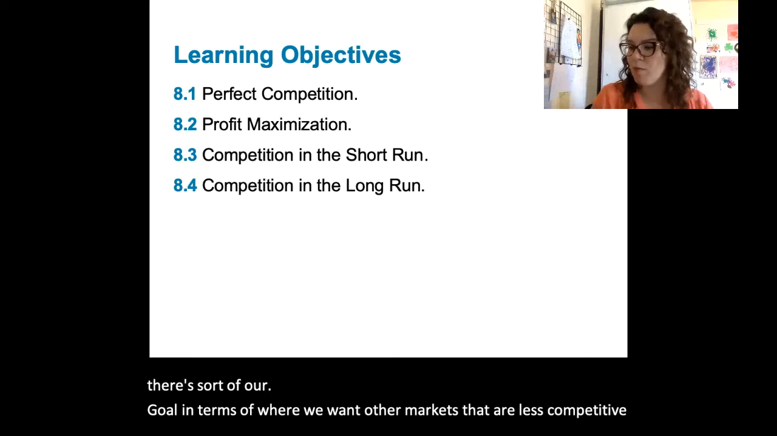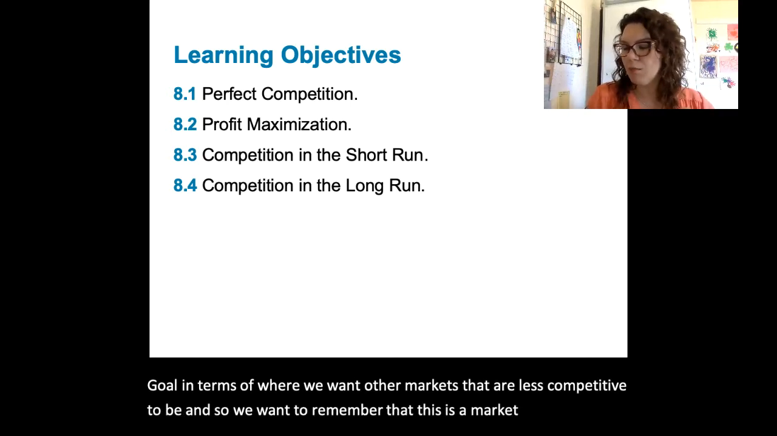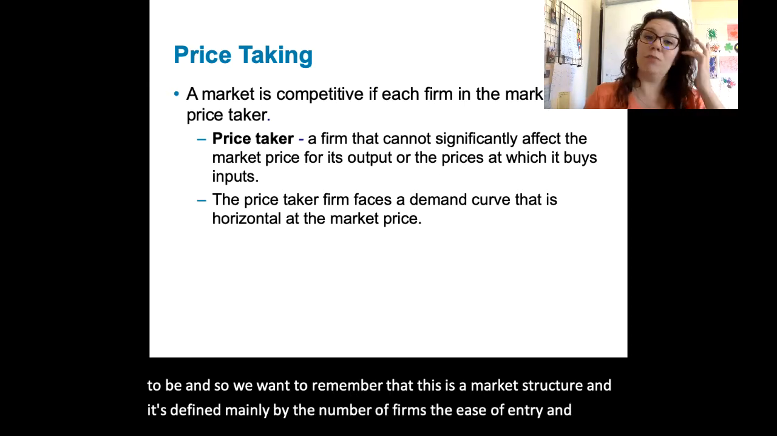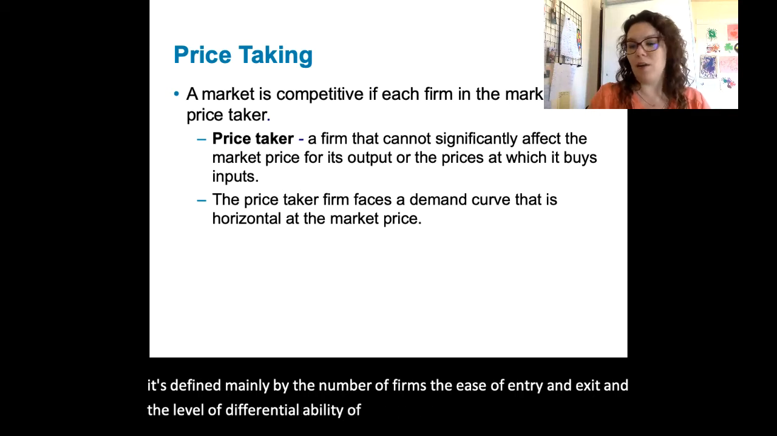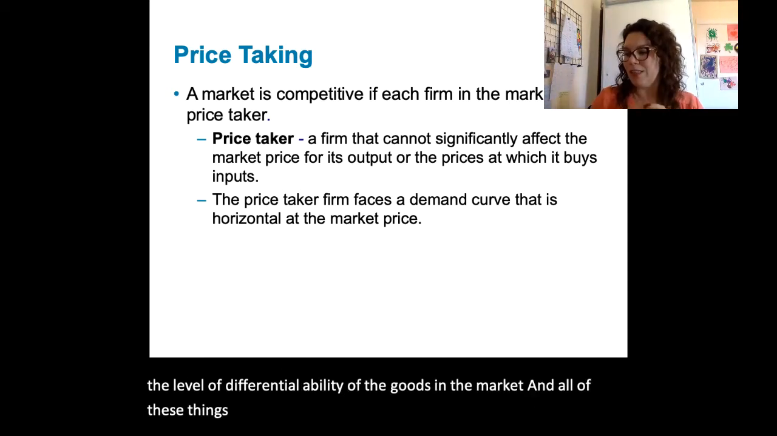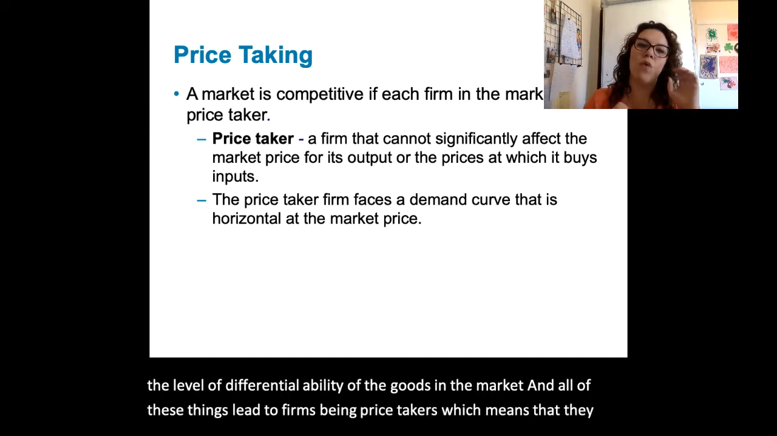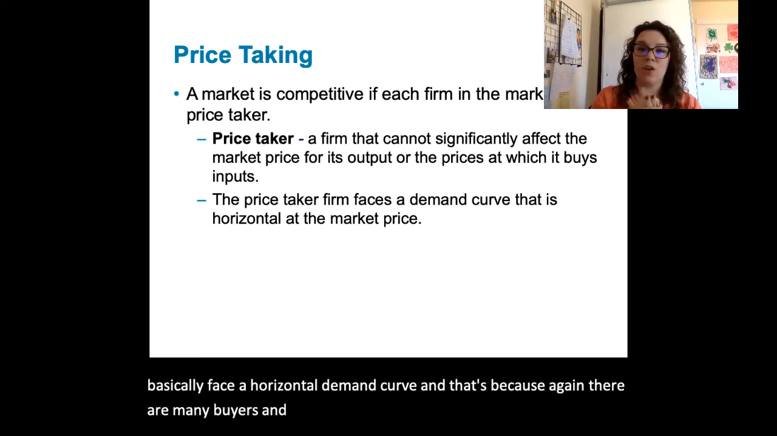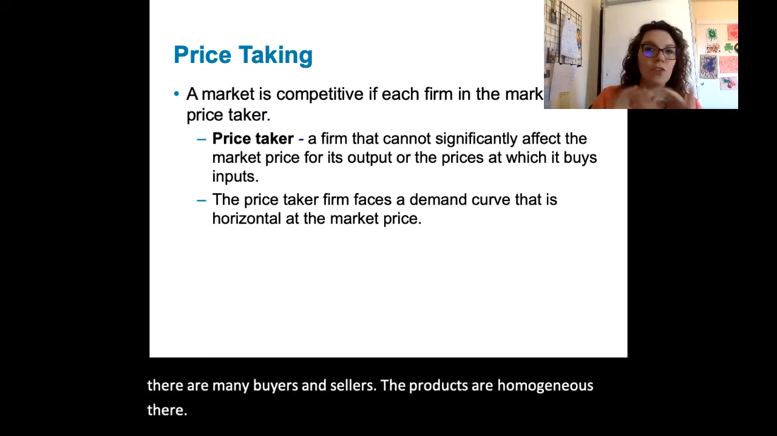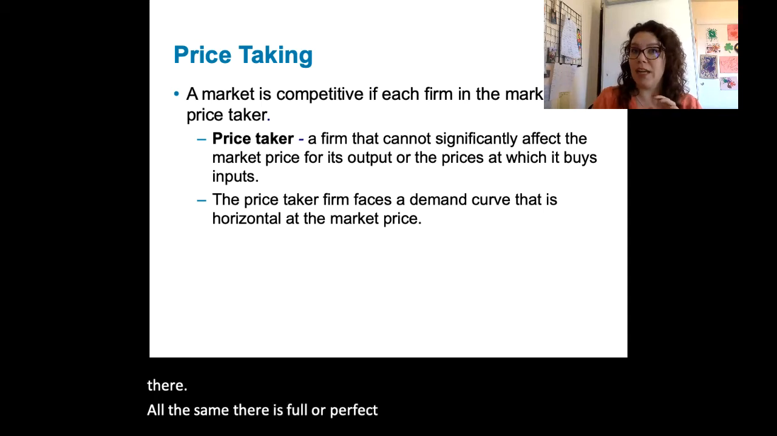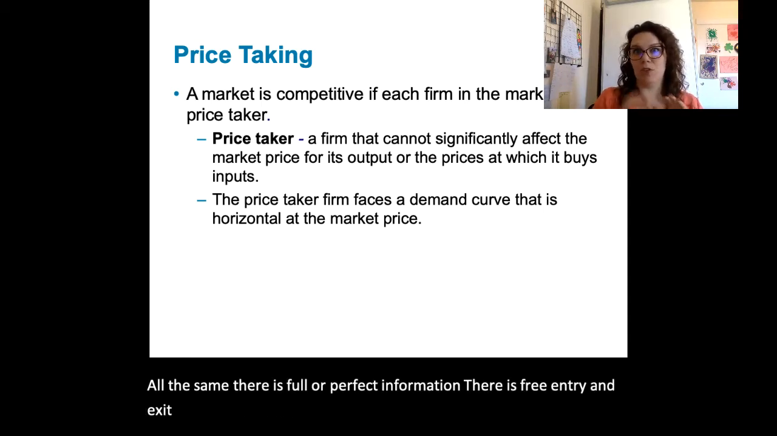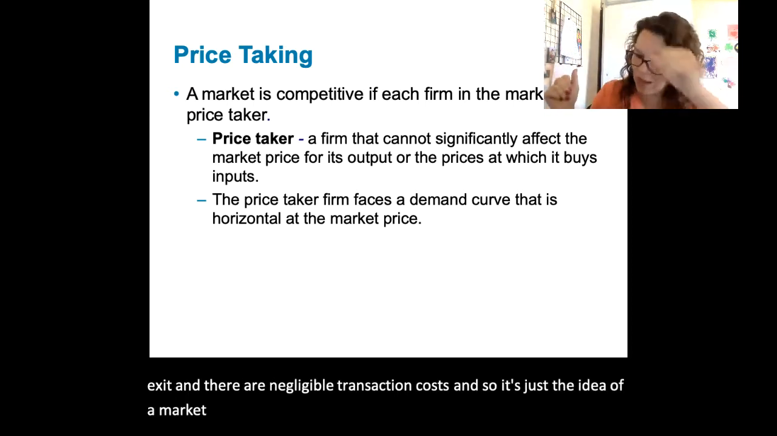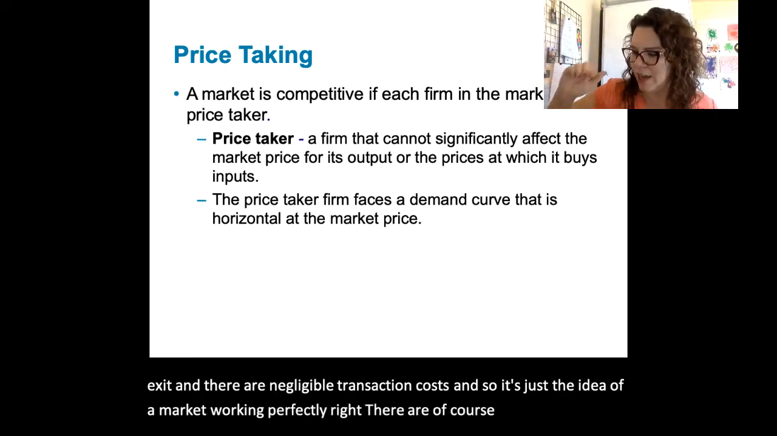And so we want to remember that this is a market structure, and it's defined mainly by the number of firms, the ease of entry and exit, and the level of differentiability of the goods in the market. And all of these things lead to firms being price takers, which means that they basically face a horizontal demand curve. And that's because, again, there are many buyers and sellers. The products are homogeneous. They're all the same. There's full or perfect information. There is free entry and exit, and there are negligible transaction costs. And so it's just the idea of a market working perfectly, right? There are, of course, deviations from perfect competition, and we can talk about that.